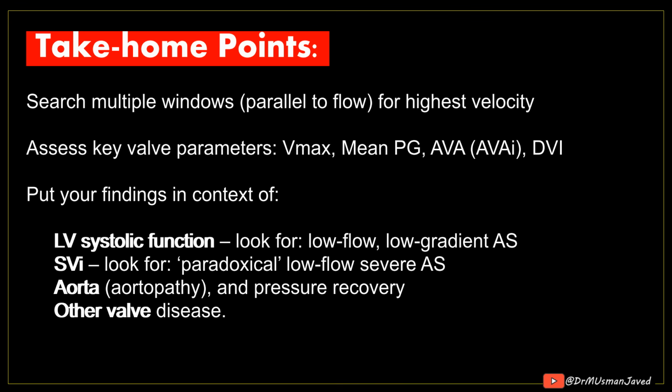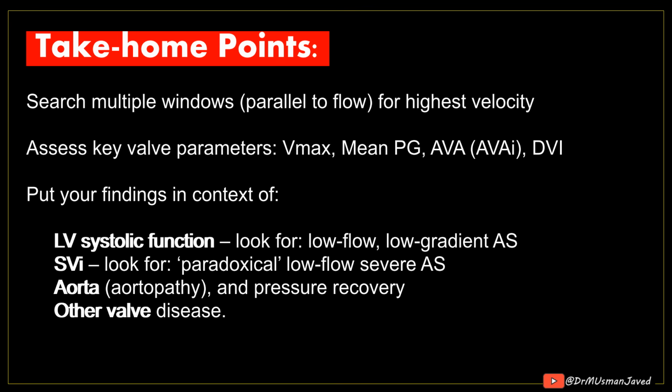So some of the take-home points for today's introduction to assessment of aortic stenosis with echocardiography are to search multiple windows and look for the most parallel flow to assess for the highest possible velocities. This is important because the downstream effect of this is that your other parameters are mostly affected by this one measurement that you do. You need to assess the key valve parameters that we talked about, your Vmax, your mean pressure gradient, your aortic valve area and aortic valve area index, and your dimensionless index.